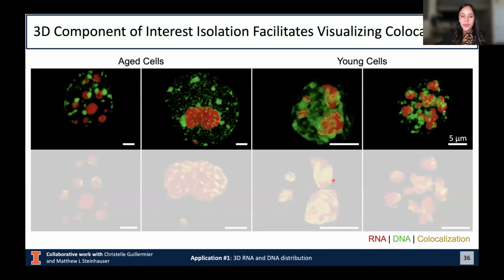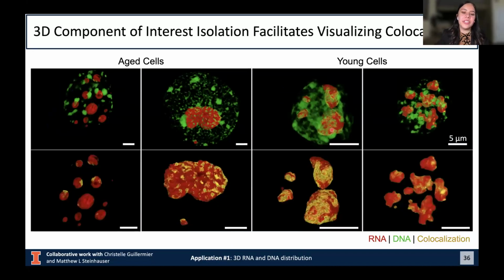We also added a new capability to our toolbox using Christelle's datasets, which is 3D colocalization visualization. So on this figure, DNA is shown in green, RNA is shown in red, and regions where both components colocalize are shown in yellow. As you can see, the yellow colocalization regions are a little bit hard to see.